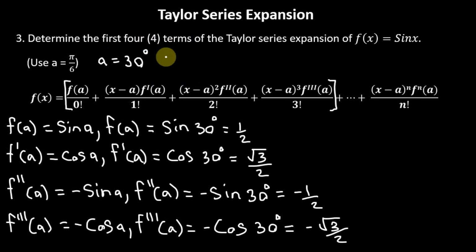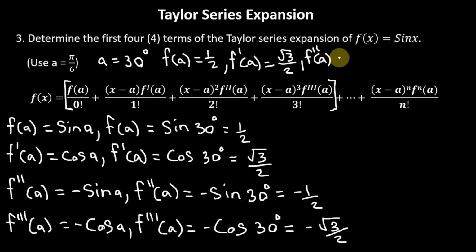And we can have them here as well, since I'm going to have to erase down here. So f of a is a half. First differential of f of a is root 3 over 2. Second differential of f of a is minus a half. And of course, the third differential of f of a is minus root 3 over 2. Now we're going to erase this space and then write out the first four terms.